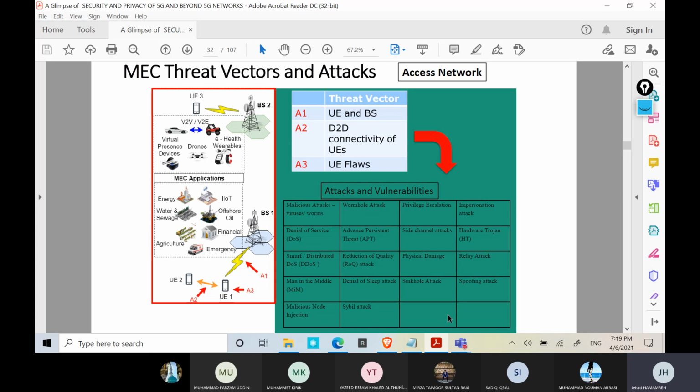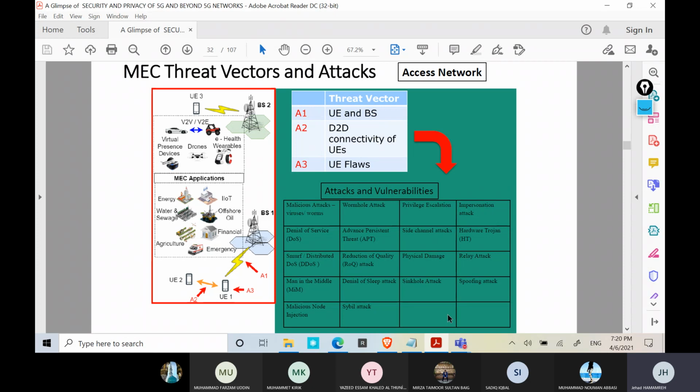In this case, the attacks are going to be viruses, worms, which is conventional and well known, wormhole attacks, privilege escalation, impersonation attacks, denial of service, advanced persistent threats, side channel attacks, hardware Trojan, SMURF, distributed DDoS, reduction of quality attack, physical damage, replay attacks, man in the middle, denial of sleep, sinkholes, spoofing, malicious node injection, cyber attack. All these are examples of attacks that can exist on those interfaces A1, A2, A3. So those are the main attacks.